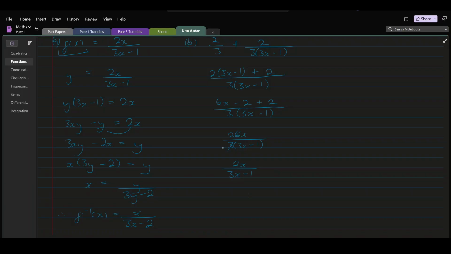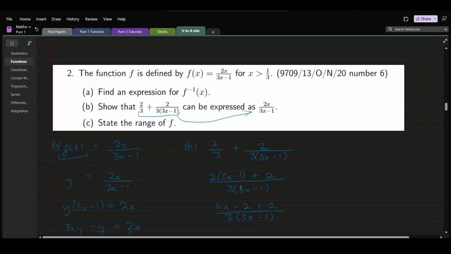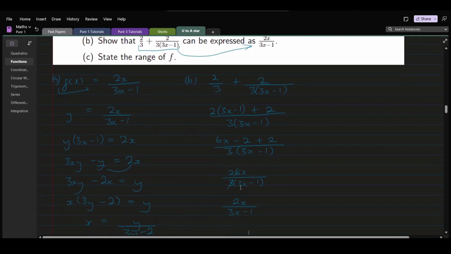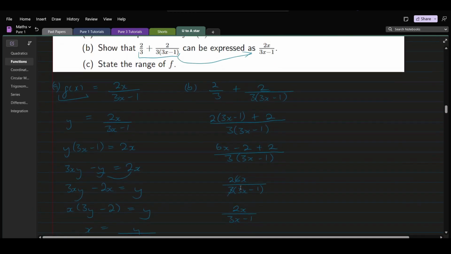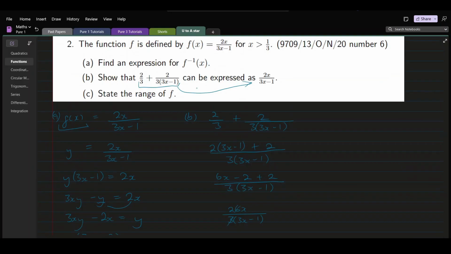So that's part B. And then part C, state the range of f. Okay, so the reason they actually made us express f of x in this form over here is so that it's easier for us to sketch our function for f of x, and we need to sketch our function so that we determine our range for f, which is part C.